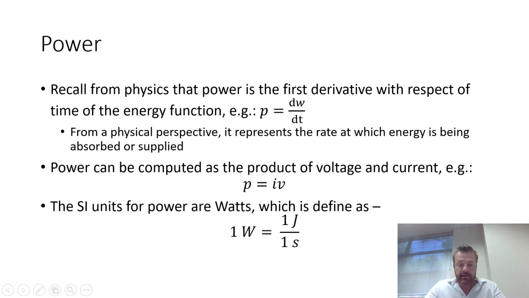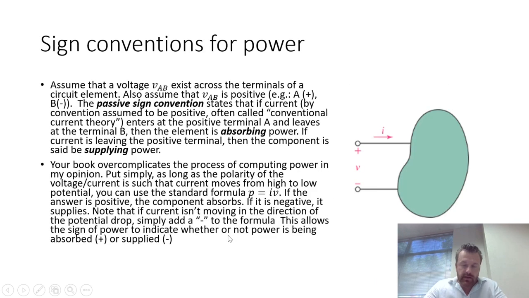If you think about the SI units of I and V, I being in amperes, which is coulombs per second, V being in volts, which is joules per coulomb, if you perform dimensional analysis and find the SI units of power, what you would see is that it's 1 joule per second, and that is the definition of 1 watt of power.